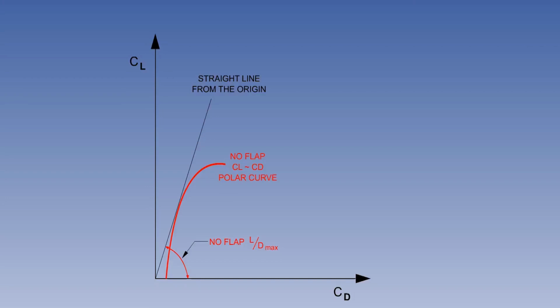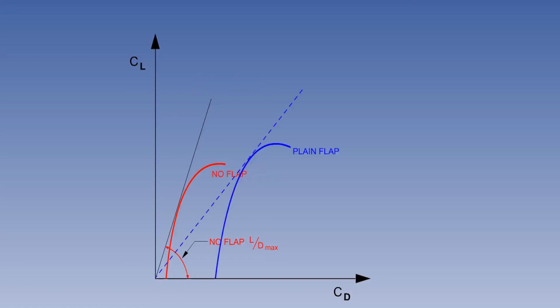If a tangent is drawn from the origin of the graph to the curve of the lift drag polar plot, the angle between the straight line and the horizontal axis is a measure of LD max. We will now compare the aerodynamic efficiency of the previously mentioned types of flap with that of no flap. Here you can see the CL-CD polar of the plane flap. Notice that the angle between the straight line from the origin and the horizontal axis is less than that for no flap. This shows a decrease in LD max, which is a reduction in aerodynamic efficiency.